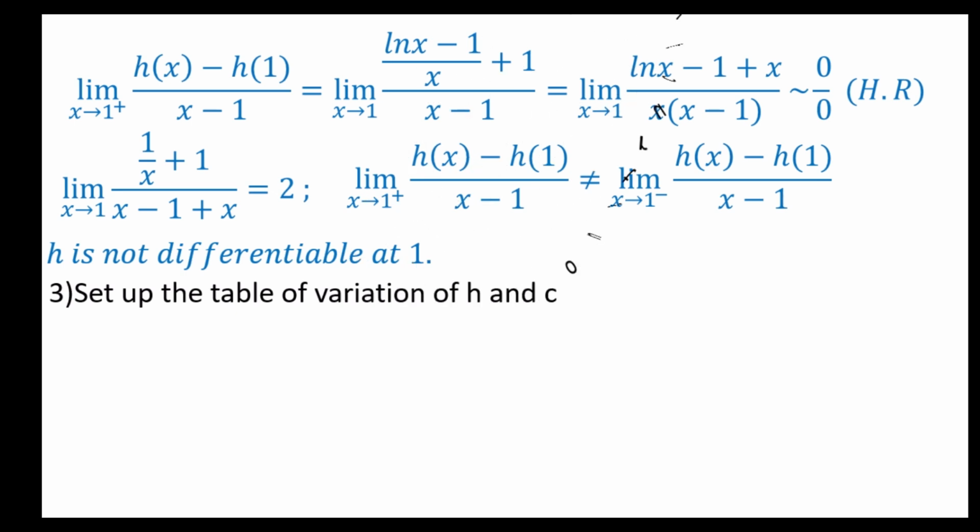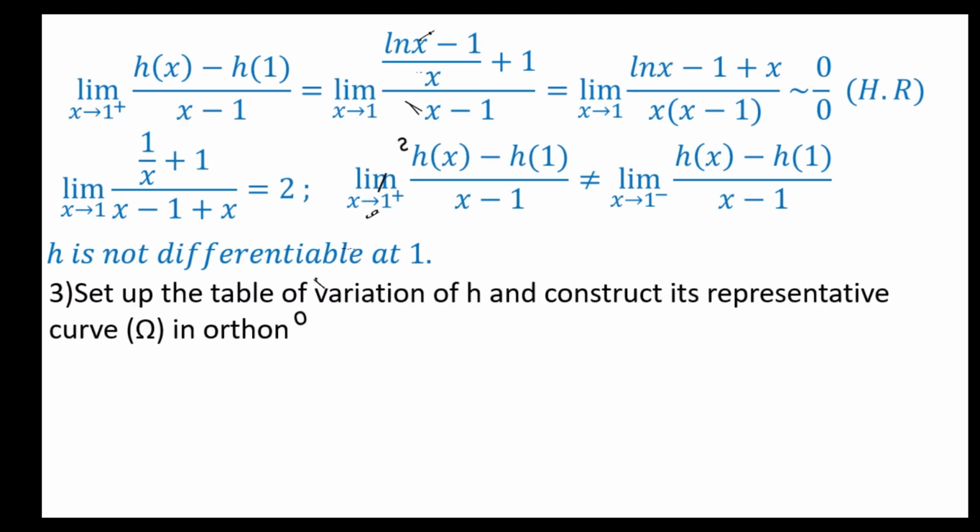Set up the table of variation of h and construct its representative curve omega in an orthonormal system. We know the table of variation of h over 1 plus infinity. Over 1 plus infinity, the table of variation of h is the same as f. Over minus infinity 1, h of x is ln of 2 minus x, minus 1.